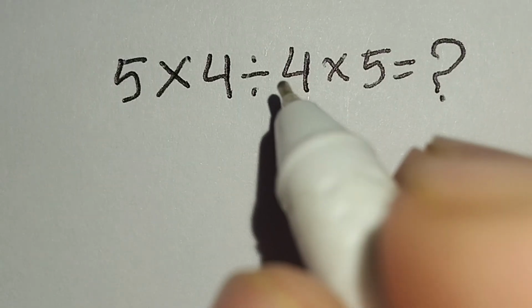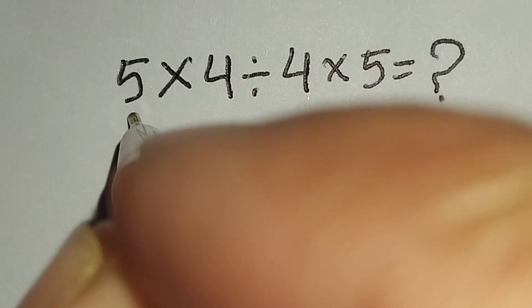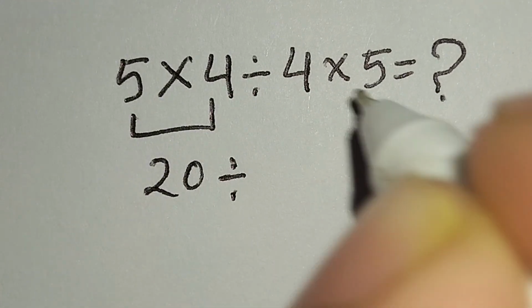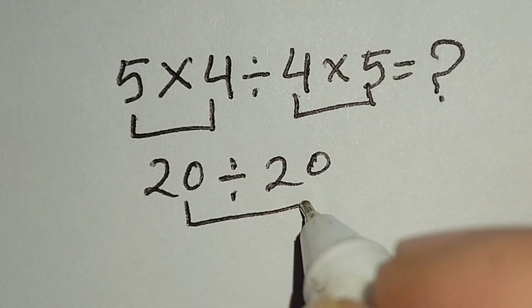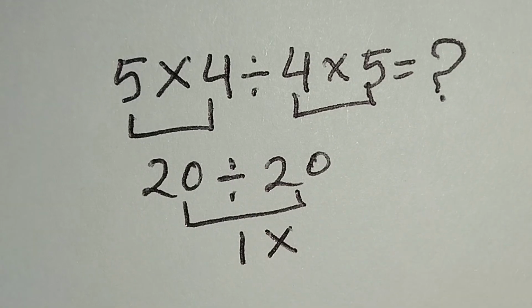5 times 4 divided by 4 times 5 equal what? Here 5 times 4 gives us 20 divided by this 4 times 5 gives us 20. 20 divided by 20 gives us 1. But this answer is not correct.